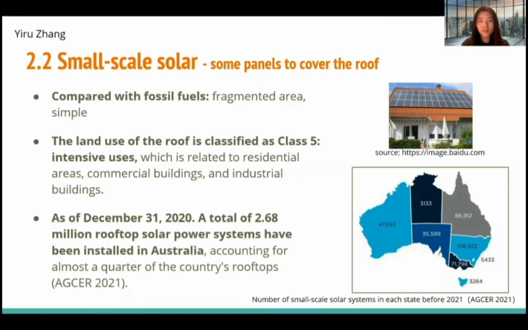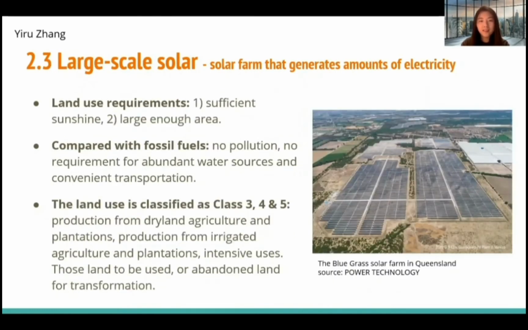Also, according to statistics, Australia had installed this solar technology on 2.68 million rooftops as of 2020. The figure in the lower part shows the number of rooftops installed with solar in each state, almost a quarter of the country's rooftops. In terms of large-scale solar farms, surface sunlight and open land area are its basic requirements for land use.